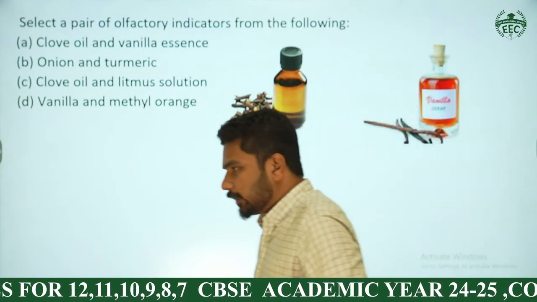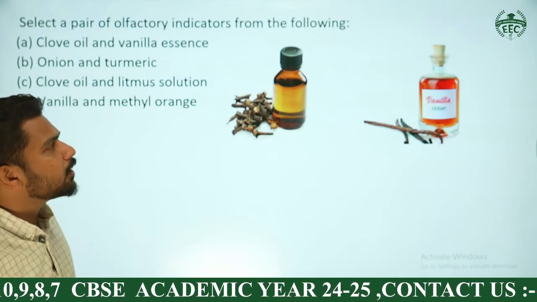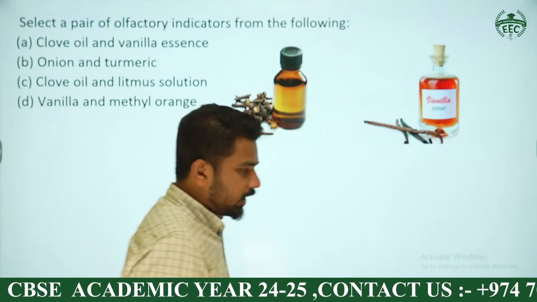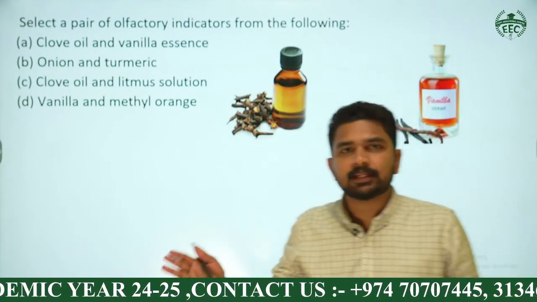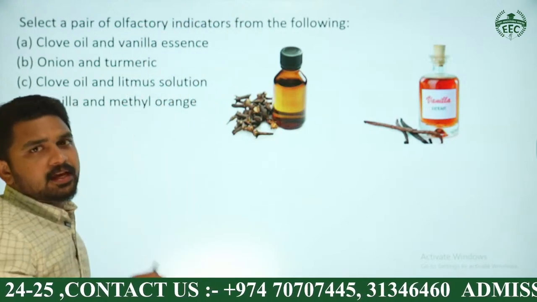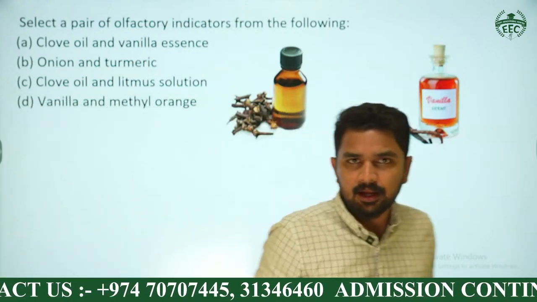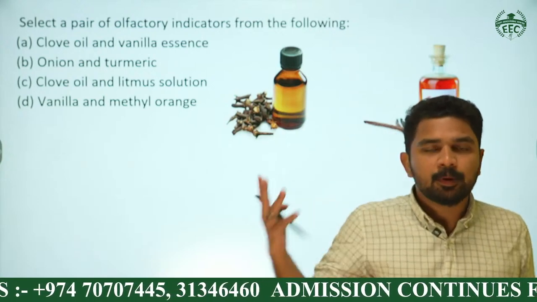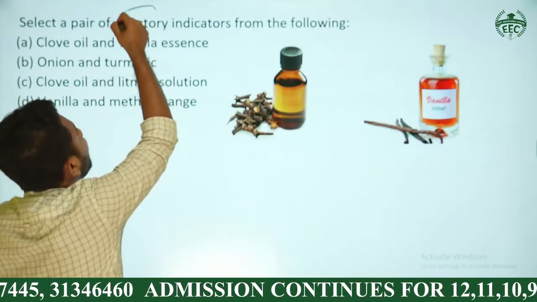You know what indicators are, right? Indicators are mainly indicating the nature of the substance. Whether it is acid or base, it will be indicated by the indicators. And there are several types of indicators, like olfactory indicators, and you know the litmus paper is there, right? And you know what olfactory indicators are?